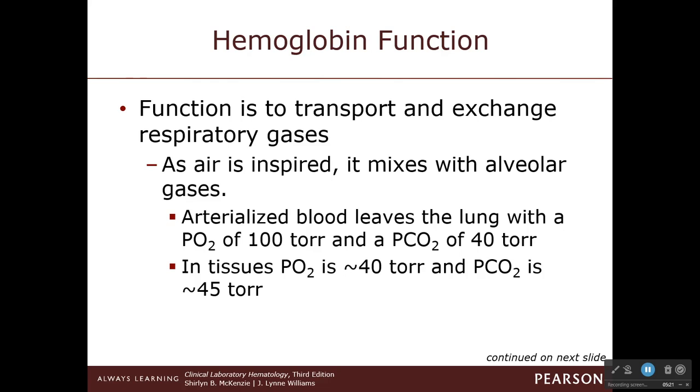But sometimes things happen in our body. We can get, all right, now I'm going to say pH, but your book says hydrogen ion. So let's talk about that for just a minute.